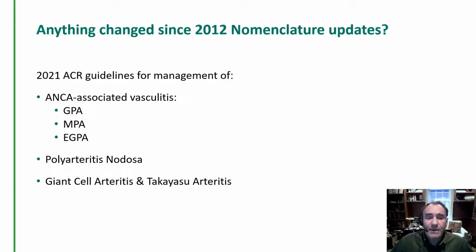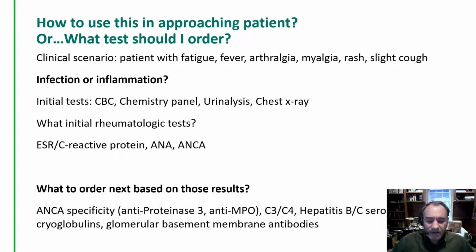They have one paper about ANCA associated, so it covers all 3 of these in one paper, a separate paper on polyarteritis nodosa, and then a third paper from June that covers the 2 giant cell arteritis, temporal arteritis, and Takayasu arteritis. Now, the final topic we'll touch on is how to use this in approaching a patient, or what test should I order. So let me give you a quick scenario.